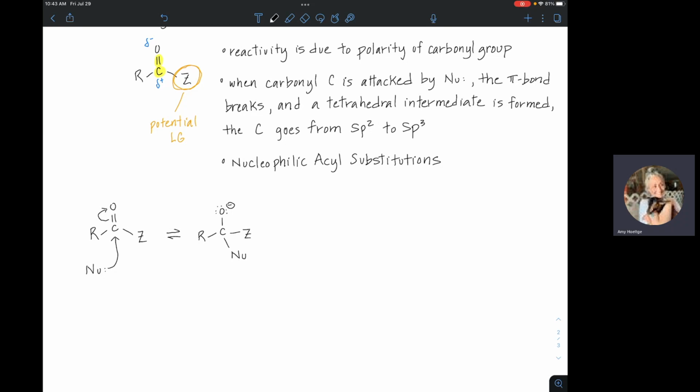So this thing is not particularly stable. The pi bond is going to form again. And if Z is sufficiently weak as a base, it will take off. If not, if the nucleophile is weaker as a base than whatever Z was, the nucleophile will take off and you're back at your starting materials, right? But if this happens, you have your carbonyl back again.